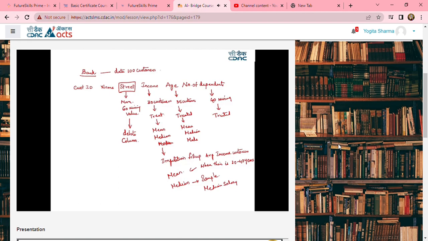Now coming to the age. When it comes to the age values, in the same way, I can use the mean or median to impute the age factor, or even sometimes mode too.